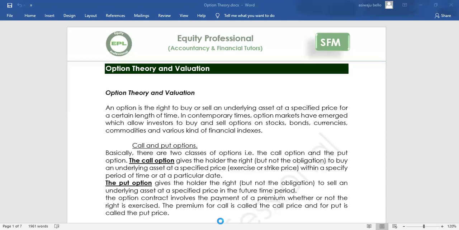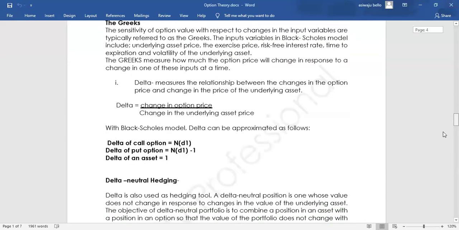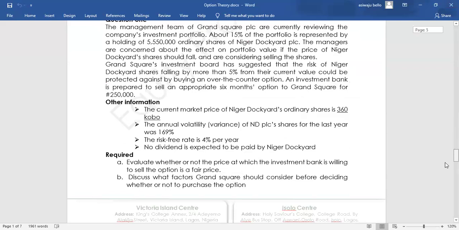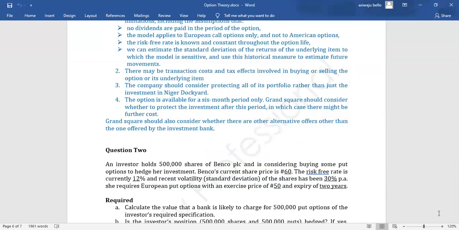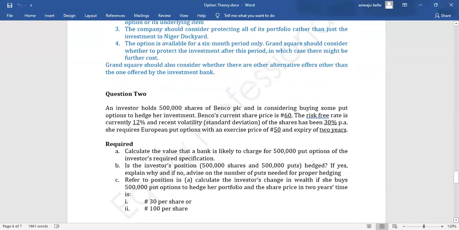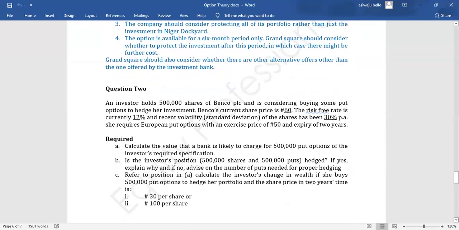Then we tried to solve questions. Between last week and now, any question, please? All right, let us go to question 2. Now we can round up question 2. We take a reading of the question again.